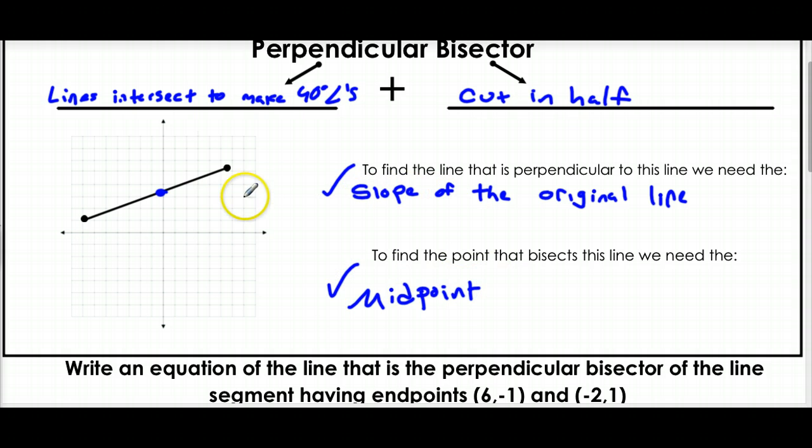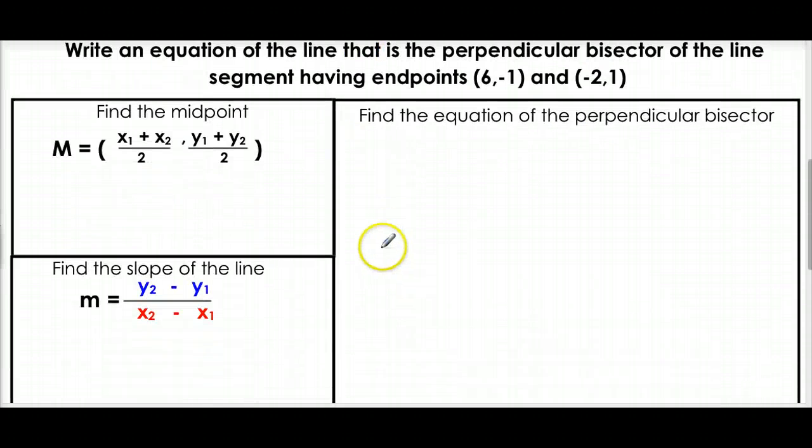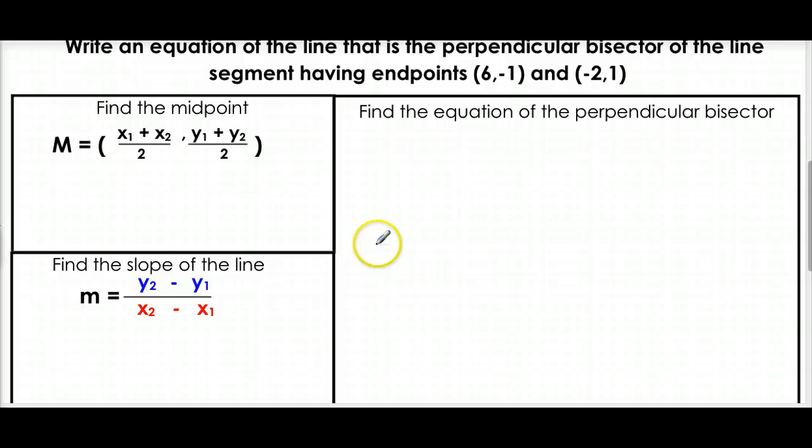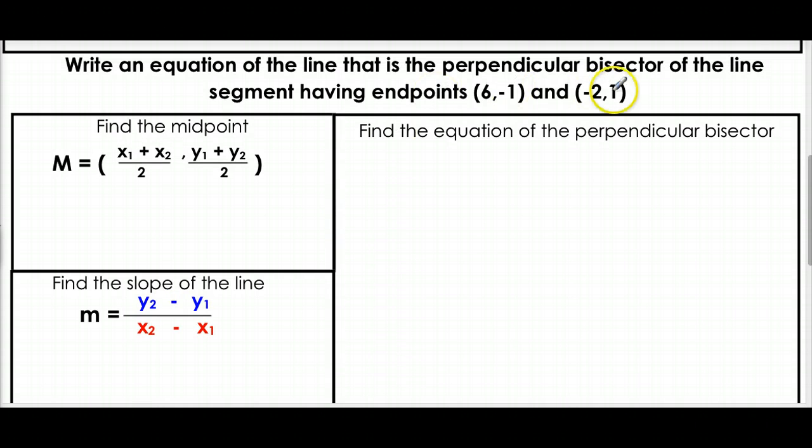So to find the equation of the perpendicular bisector, really all we're doing is finding a line that's perpendicular to this line, which we know how to do, and it has to go through the midpoint. So if we can find the slope of the original and the midpoint, we're good to go. So that's exactly what we're going to do. We're going to write the equation of the line that is the perpendicular bisector of the line segment having endpoints (6, -1) and (-2, 1). The first thing we're going to do is find the midpoint, because we know it has to go through that.